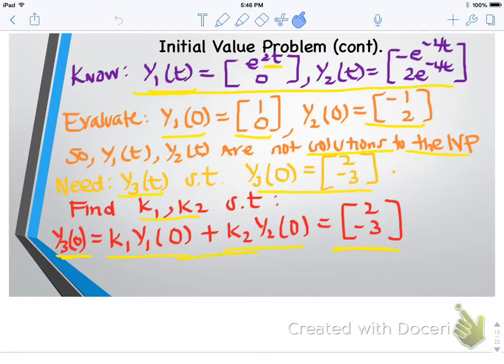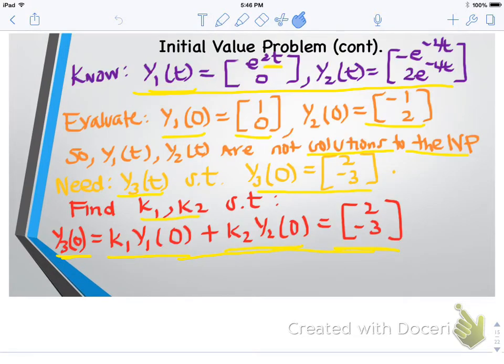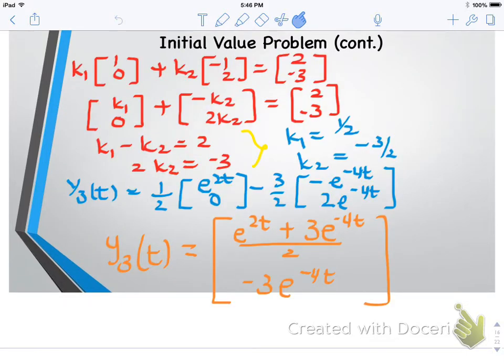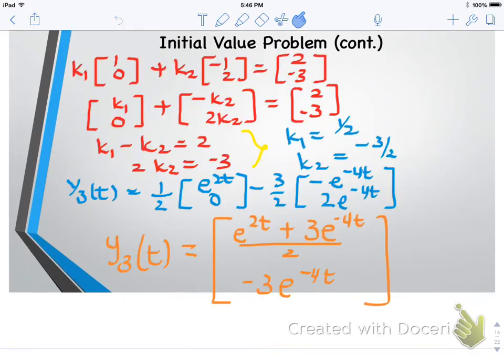Now this is just a matter of algebra, okay? So in this next slide, from here, this is y sub 1 of 0 and y sub 2 of 0, and we already found those values. We know y sub 1 of 0 is 1, 0, and y sub 2 of 0 is negative 1, 2. If we substitute those in and then distribute across, and I think in the last video I showed you how to do that, this now becomes a vector k1, 0, and this becomes negative k2, 2 k2.